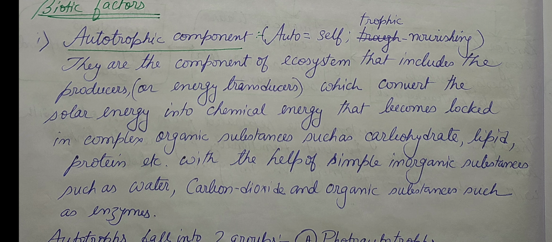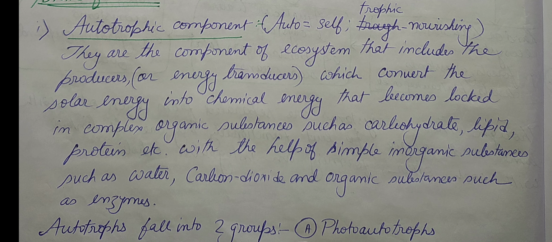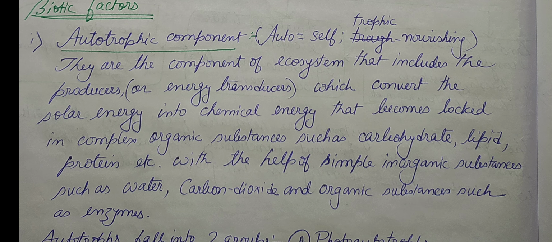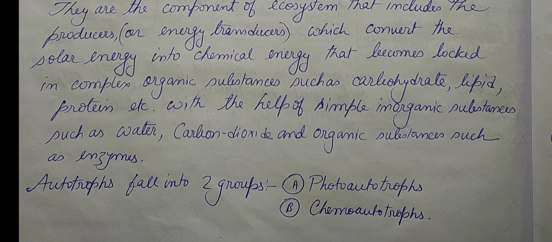All the producers are involved in the autotrophic component, which converts solar energy into chemical energy that becomes locked in complex organic substances like carbohydrates, lipids, and proteins. So what the plants or the producers are doing is using the solar energy to convert the inorganic components found in nature into respective carbohydrates, proteins, and lipids, and store that energy within their body with the help of simple inorganic substances. Now, autotrophs also fall into two categories. One is photoautotrophs and another one is chemoautotrophs. Let us discuss the photoautotrophs and chemoautotrophs.